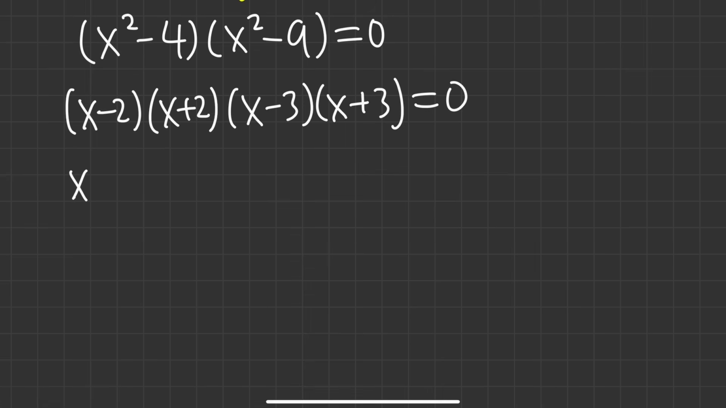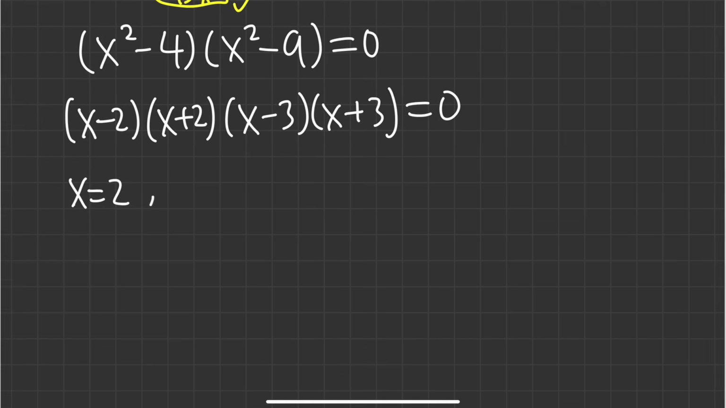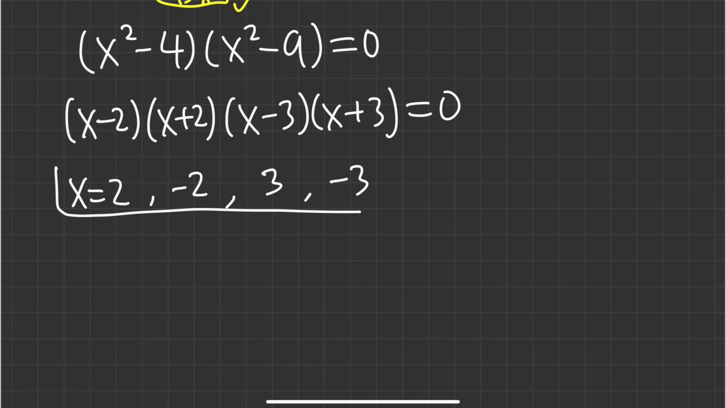So let's just go ahead and write down the answers. 2 for the first one, and then the next one will be what? Negative 2. And then the next one will be positive 3. And the last answer here is negative 3. So here we have our 4 answers.